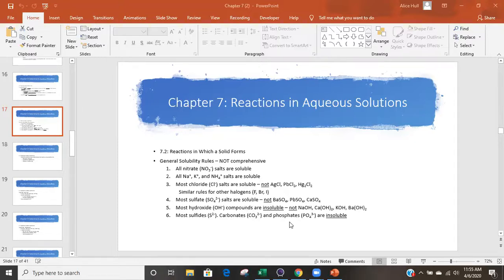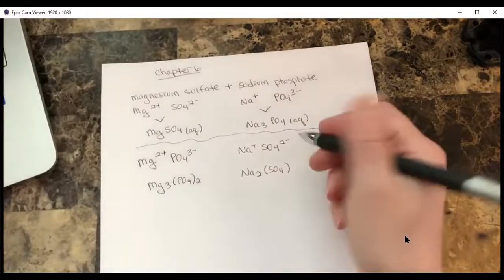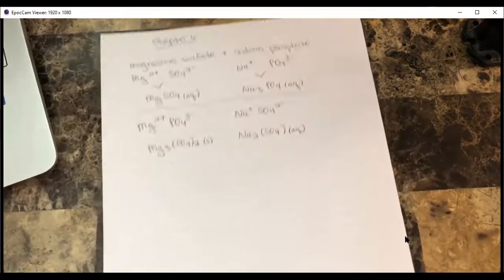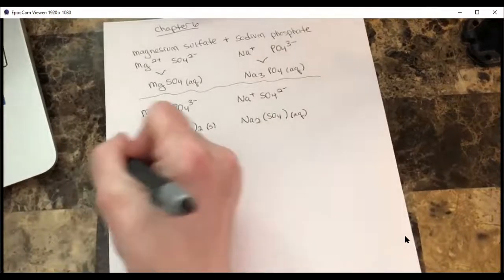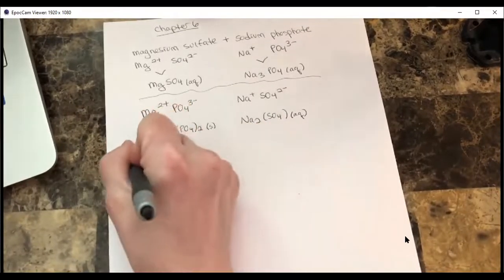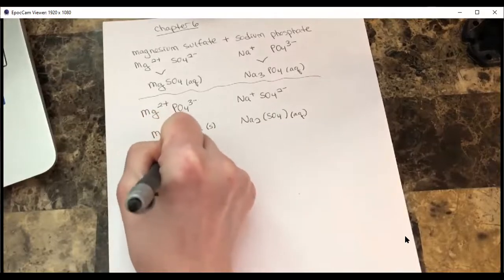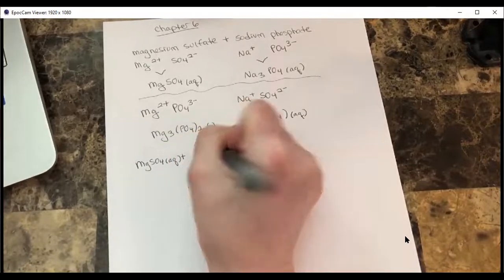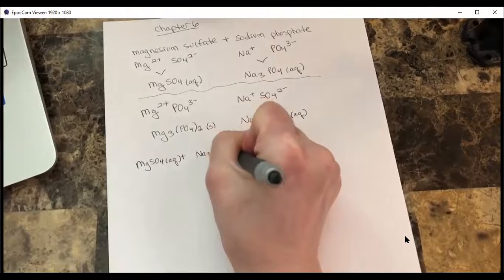The other one we were looking at was phosphate. Most sulfides, carbonates, and phosphates are insoluble. That means that these will form a precipitate. So let's go look at our magnesium phosphate. That should have an S next to it for solid. Just looking at the solubility chart, we saw that this should be aqueous sulfate. This phosphate should be a solid. So now we can write out the entire equation, and then we're going to balance it. We're going to include all of the states of matter. So let's put MgSO4 aqueous plus Na3PO4. What is Na3PO4? It's going to be aqueous also.